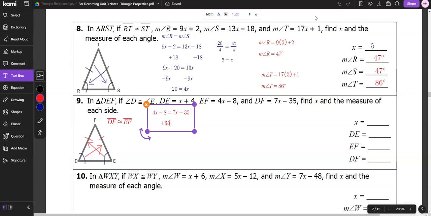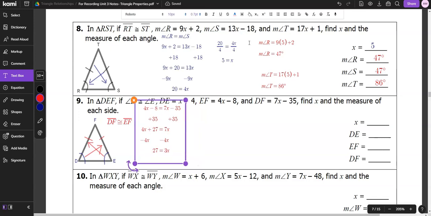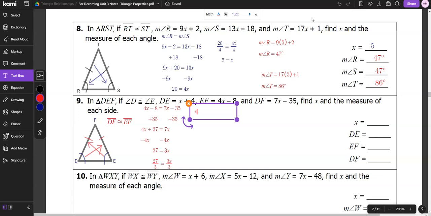We'll go ahead and add 35 to both sides, which will give us 4x plus 27 equals 7x. Okay, so now I want to subtract 4x from each side, and that will leave us with 27 is 3x. And then we're going to want to divide both sides by 3, which would give us a final answer of x is equal to 9. It's 27 divided by 3.